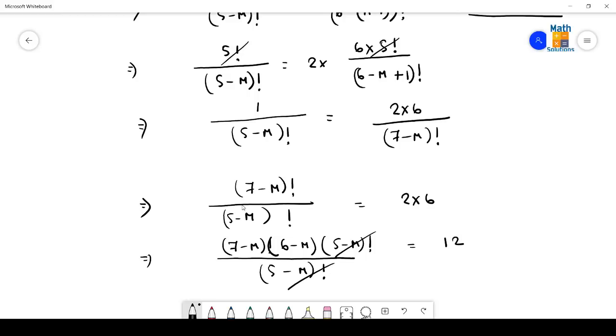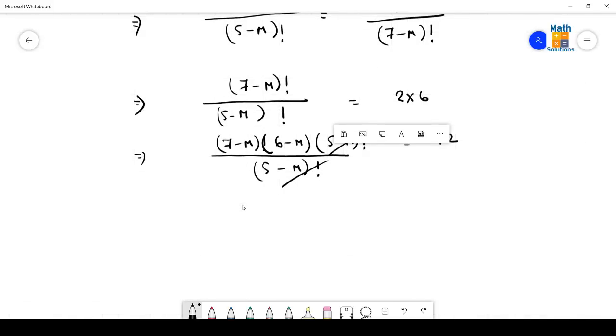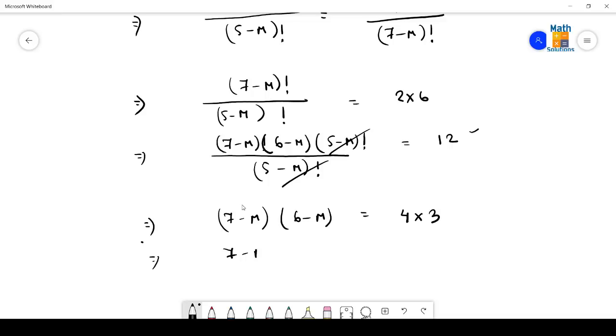Now one thing can be noticed here, that on the left hand side, whatever numerator we are having, these two terms are consecutive terms, 7 minus r into 6 minus r. So let us break this term into factors of two consecutive terms. So I can write here 4 into 3, yes or no? So 7 minus r into 6 minus r. If I try to arrange these two terms in the form of these two, it will be 7 minus 3 in place of 4 and 6 minus 3 in place of 3.